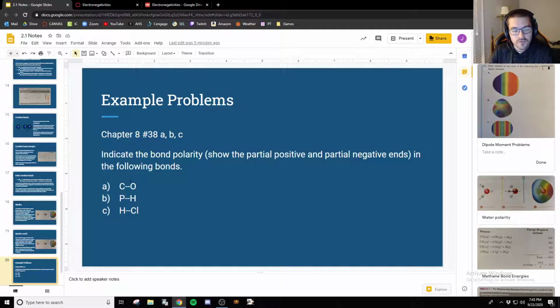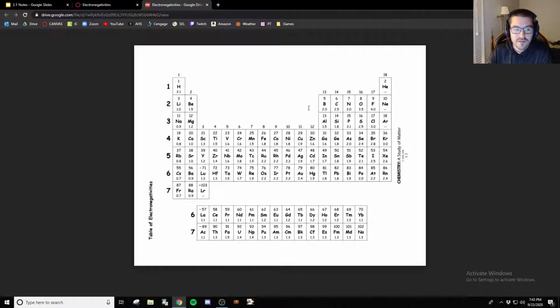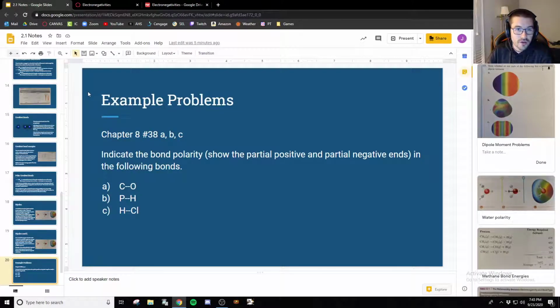So let's look at phosphorus and hydrogen. Phosphorus has an electronegativity of 2.1. Hydrogen has an electronegativity of 2.1. These have the same electronegativity. What that means is that neither of the elements is better than the other at pulling on electrons. It's a tie game in the tug of war on these electrons in the middle that make up the bond. So there's not going to be any partial positive or partial negative regions along this bond. The negative charge of the electrons is equally distributed here.